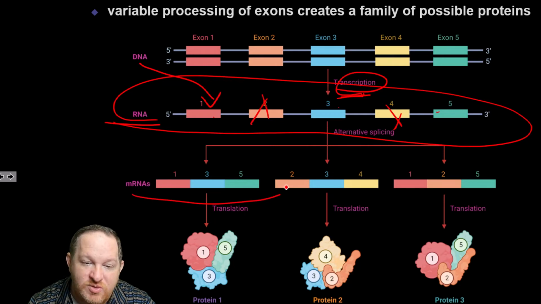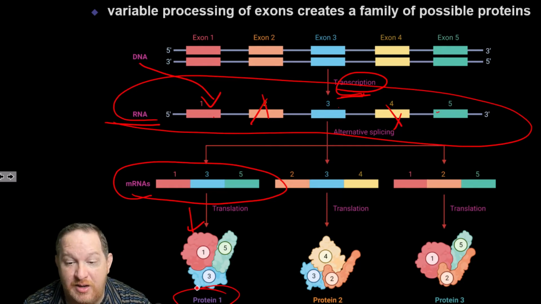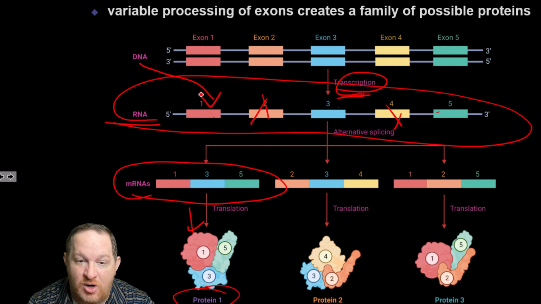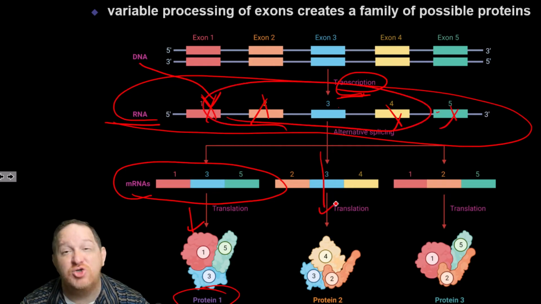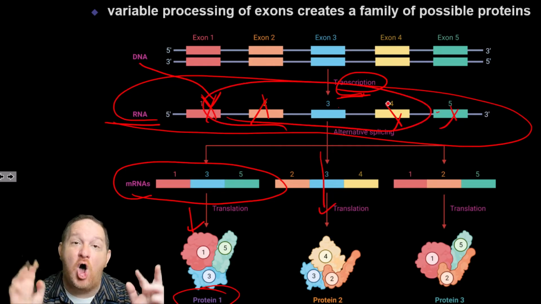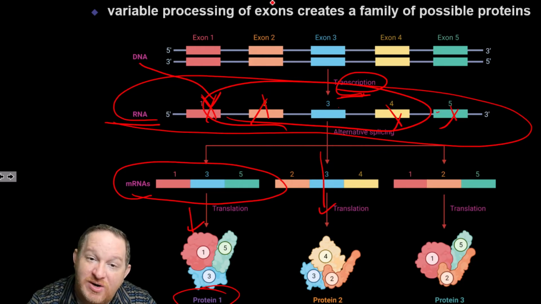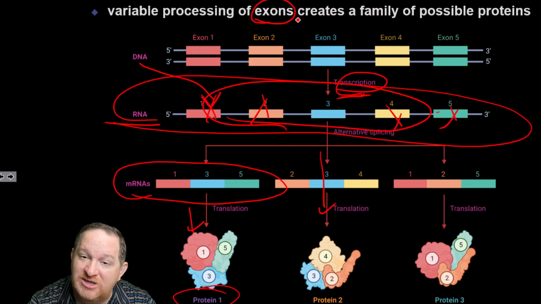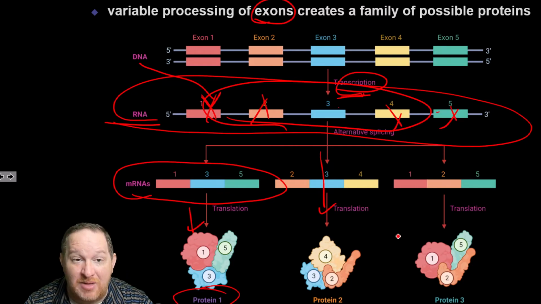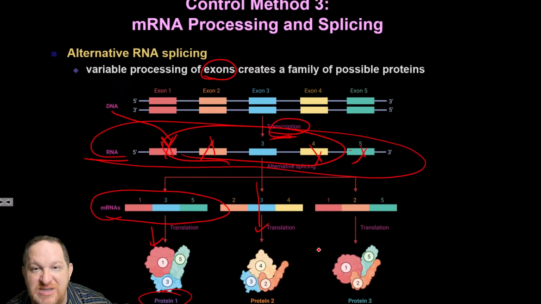Therefore, we're left with 1, 3, and 5. That's what goes to the ribosome. That's what makes this particular protein 1. Okay? If instead we wanted 2, 3, and 4, we'd take out 1 and 5, get 2, 3, and 4 together here. So the idea is that we can alternatively splice this RNA, these different exons, remember exons are expressed, to create a family of possible proteins.